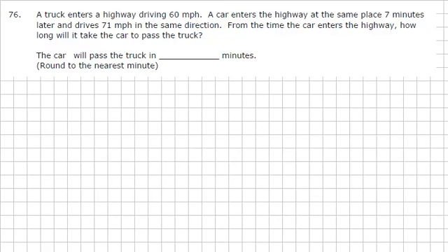Let's first of all assign a variable to the unknown quantity. The unknown quantity is how long it will take the car to pass the truck. So let's let that variable be x. Right, so x represents the amount of time that it will take for the car to pass the truck from the time the car enters the highway.